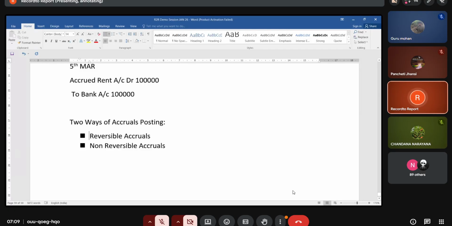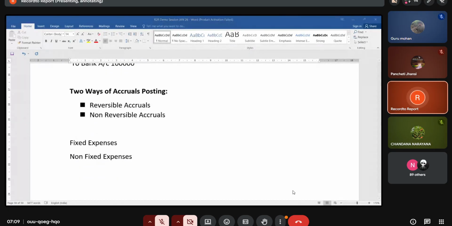We need to understand there are two types of expenses normally. Some expenses are fixed expenses, some expenses are non-fixed expenses. Fixed is nothing but every month the same amount of expense will happen, there are no changes. For example, we pay rent for our home or office.